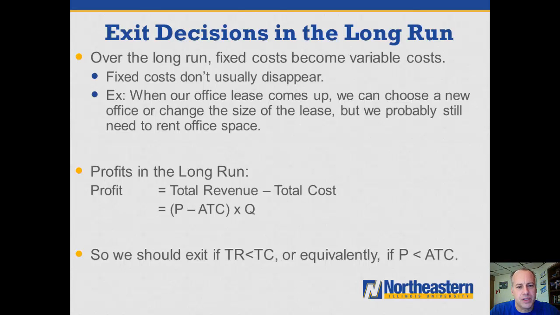When we think about profits in the long run, now we've got total revenue minus total costs, and if we rearrange this in similar fashion to what we did with our short run costs, what we want to do is compare price with average total costs. And we exit if total revenue is less than total cost in the long run, or equivalently, if the price of the good is less than the per unit cost of production. So if we can produce a unit for less than or equal to what we can sell it for, we should produce it. We should stay in business. But if our price falls below the average cost of production, then we should exit the industry.